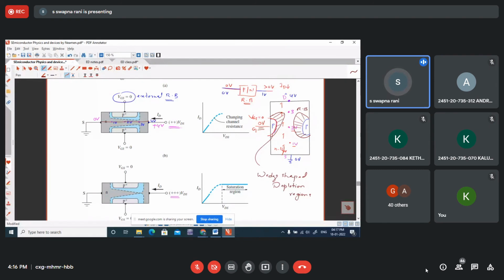potential drop is developed along the length of the channel, and this potential drop makes the gate source junction reverse biased. This reverse bias effect is more towards the drain end. Therefore, penetration of the depletion region is more towards the drain end, and the depletion regions are going to be called wedge shaped depletion regions.